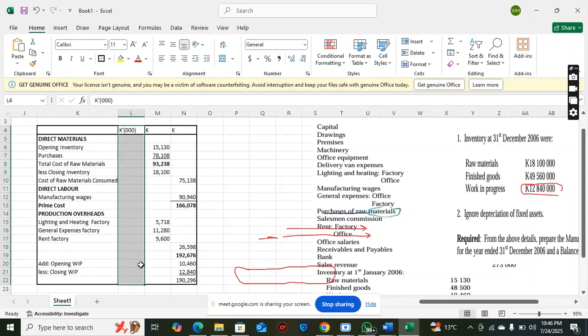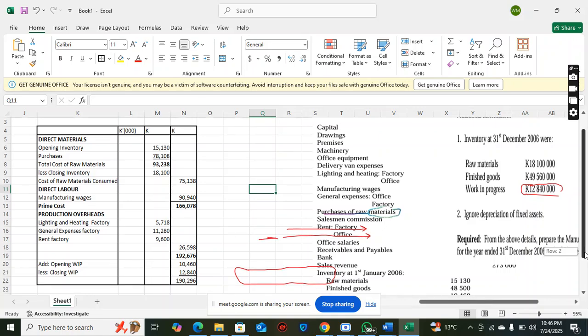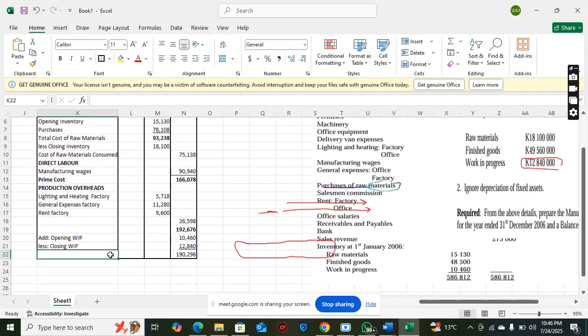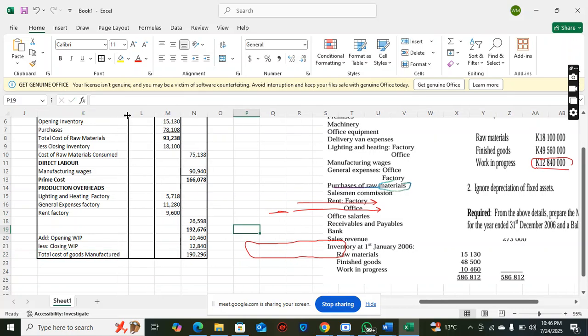Okay. Are there any questions? So this is the total cost of goods manufactured now here. Add work in progress, opening, subtract closing work in progress. So this is the total cost of goods manufactured. Any questions before we go to the next statement, which is the income statement?